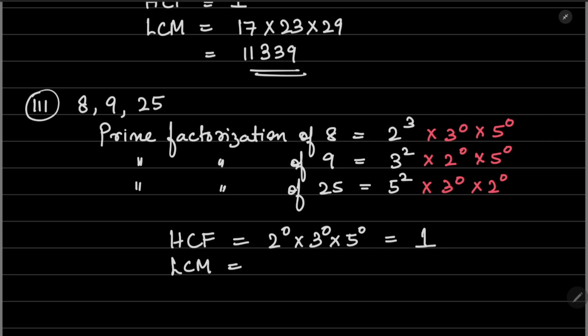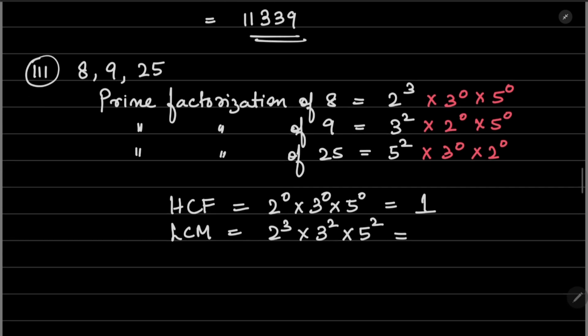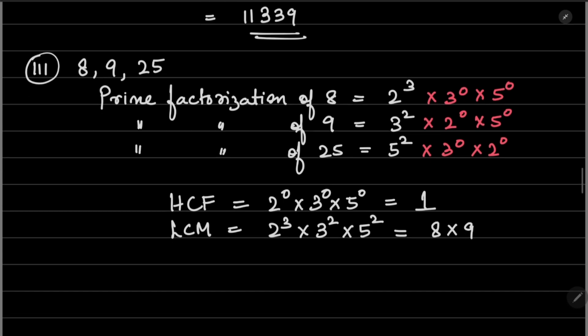So for 2, what is the highest power? Look at the powers. The highest power is 2 cube. So 2 cube multiplied by, for 3, what is the highest power? 3 raised to the power 0, 3 square, 3 raised to the power 0. So the highest power is 3 square. And for 5, it is 5 square. So what is 2 cube? 8 into 9 into 25.